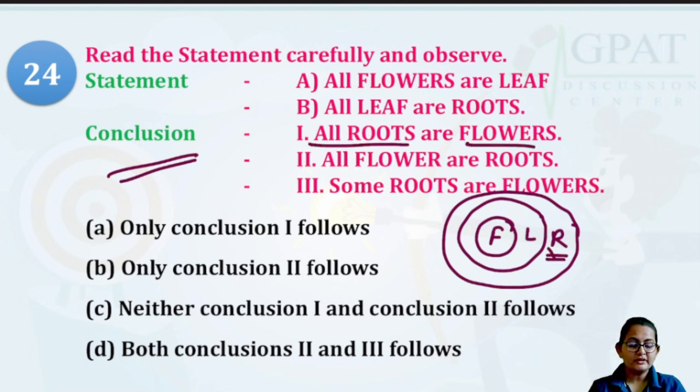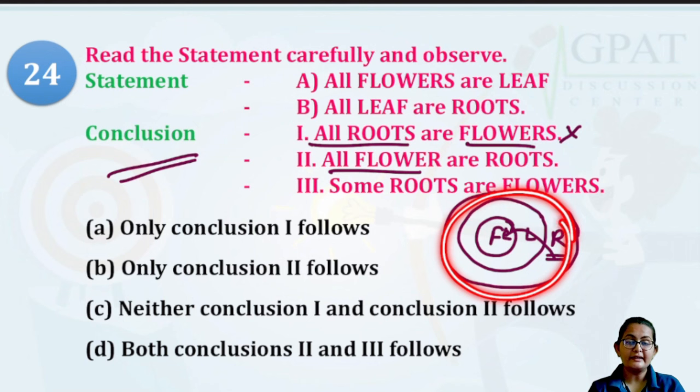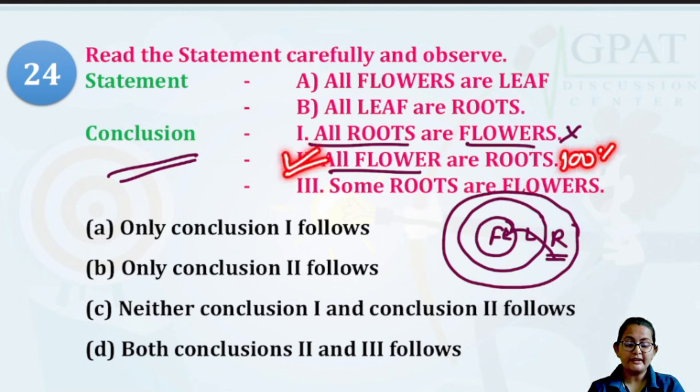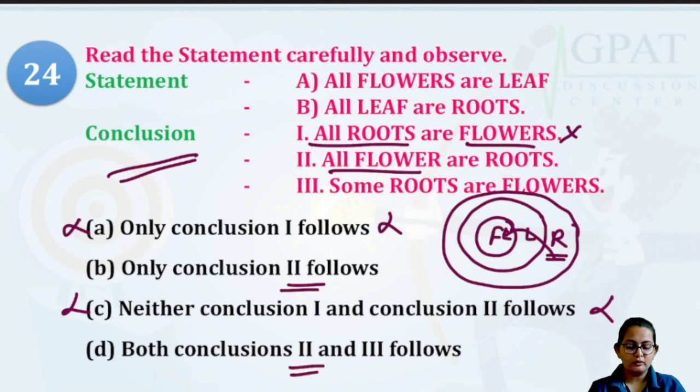Now see, all the roots cannot be flowers because the flower circle is inside the root circle. Okay, so this cannot be true. Next thing they are asking is all the flowers are roots. Yes, this is true because the flowers are coming inside the inner circle of the roots also. So option 2 is 100% correct. We can definitely tell that option 2 is correct. So whenever you are getting option 1, try to eliminate that. So options A and C are gone. We have 2 in common.